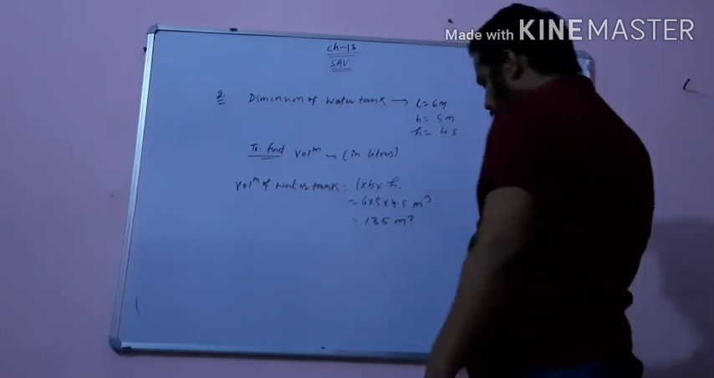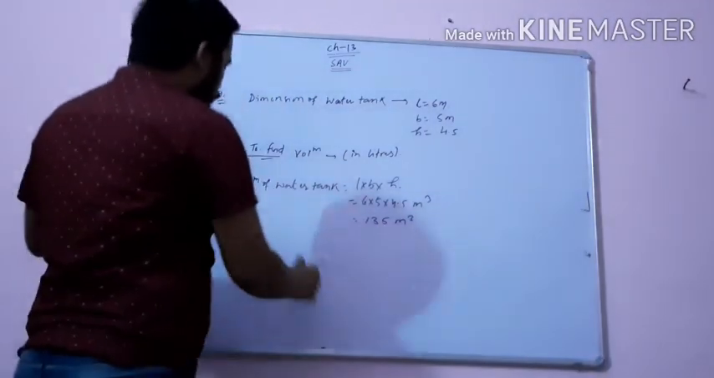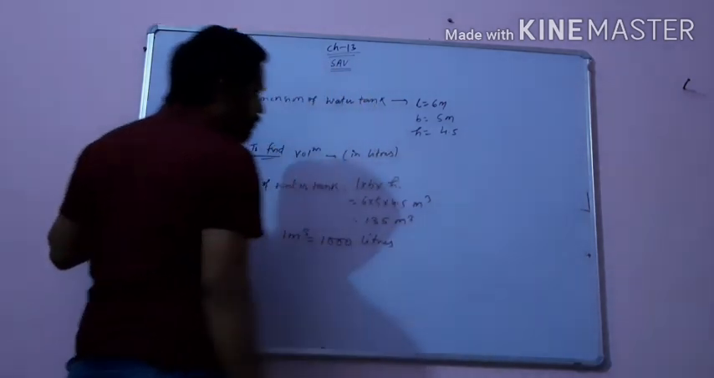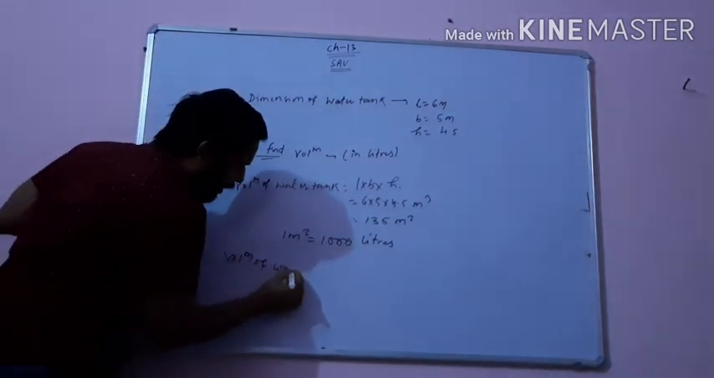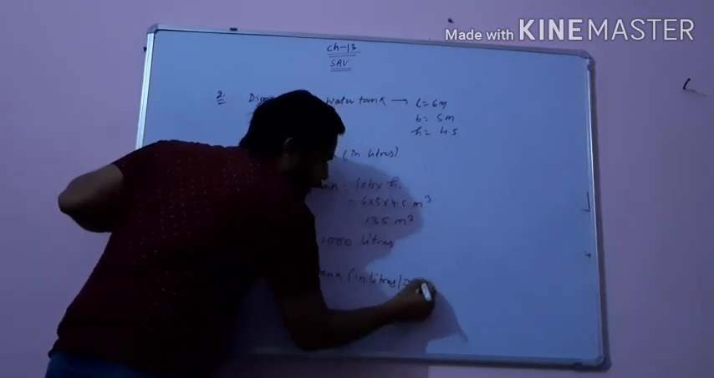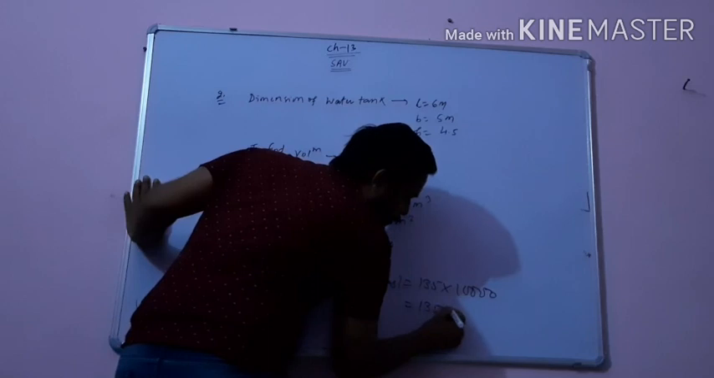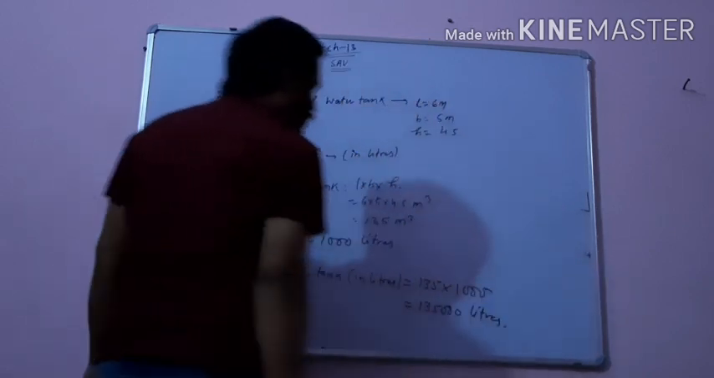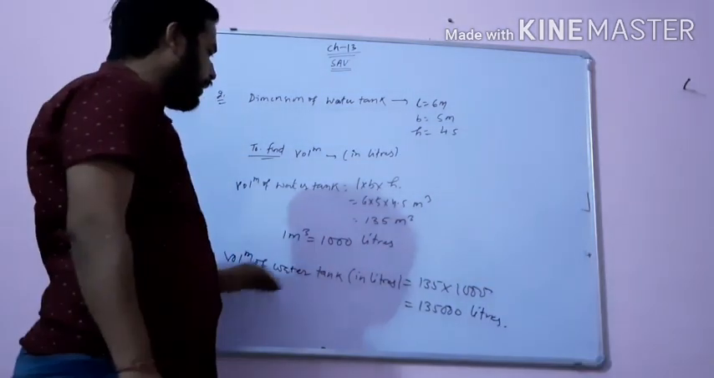Now, since I have discussed earlier that 1 meter cube equals 1000 liter, the volume of the water tank in liters will be 135 multiplied by 1000, that is 135,000 liters. This is the volume of the water tank in liter.